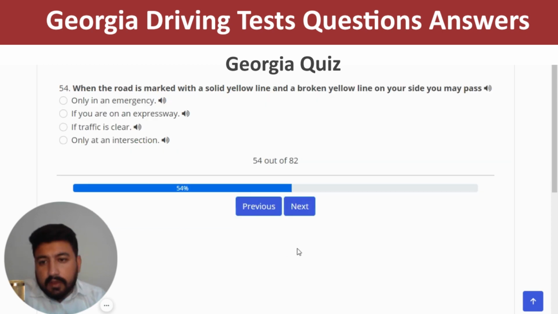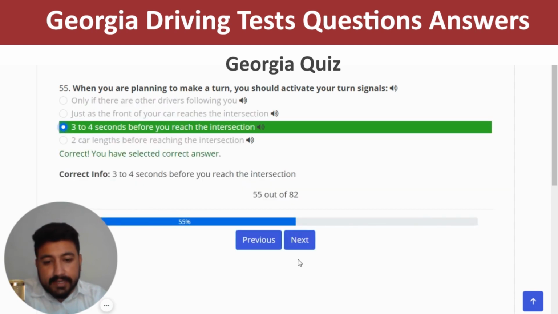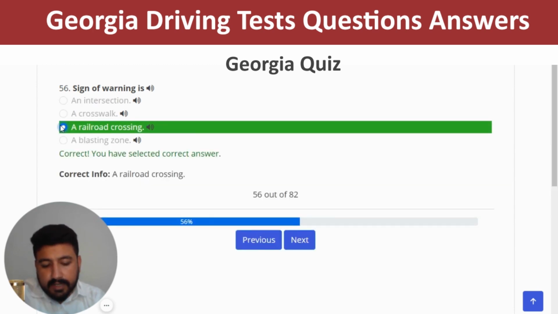Correct. And next, when the road is marked with a solid yellow line and a broken yellow line on your side, you may pass. The right answer is if traffic is clear. Right? When you are planning to make a turn, you should activate your turn signals 3 to 4 seconds before you reach the intersection. So I'm going to click on the third option. Correct. And next, sign of warning is a railroad crossing. So third option again. Right?